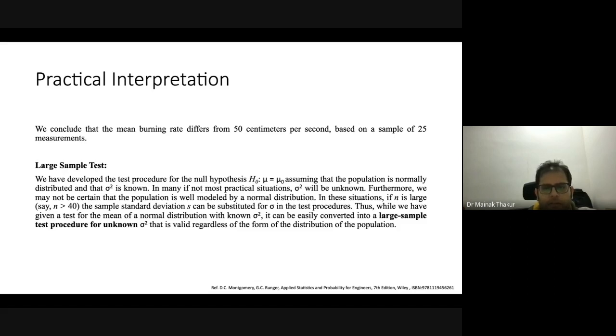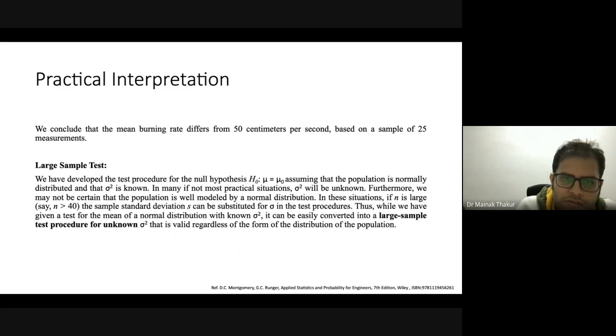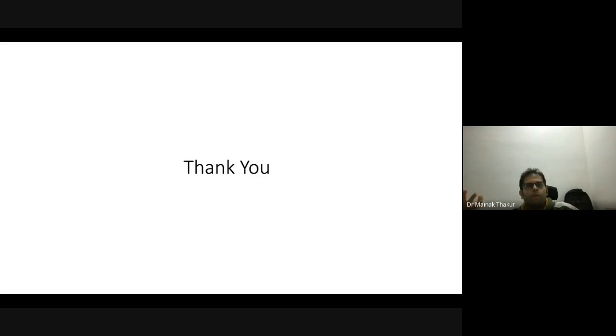If the population is normal but the variance is unknown, then in that case you can use the T distribution. Sigma will be replaced by S, and Z naught's distribution will be T with n minus 1, which has one parameter, the degrees of freedom. So these are a few cases. There are many other cases, because there may be two populations, where you are comparing the means of two populations.